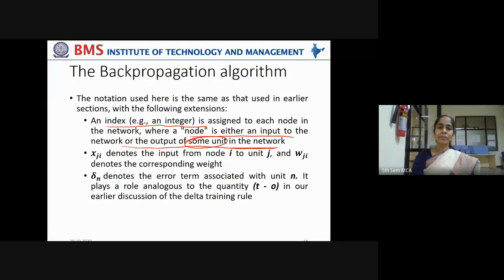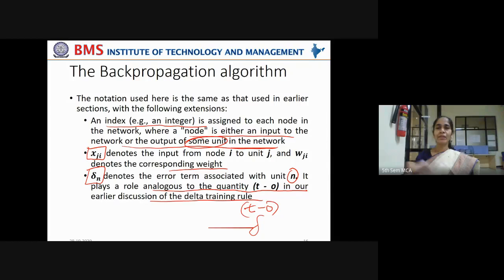or the output of some unit in the network. Now x ji denotes the input from node i to unit j, and w ji denotes the corresponding weight with that x ji. What is delta n? Delta n denotes the error term associated with the unit n. n may be the number of that unit. It plays a role analogous to the quantity t minus o in our earlier discussion of the delta training rule. This is what I elaborated while discussing the backpropagation algorithm. Instead of the prediction error t minus o, we are just using delta, that's all.